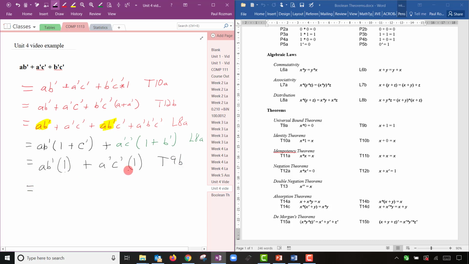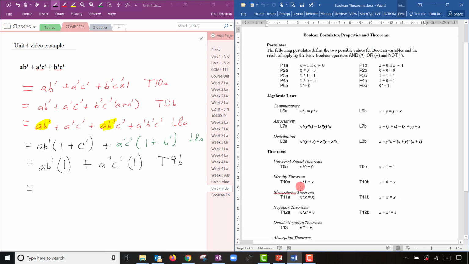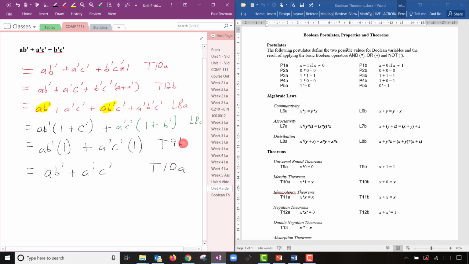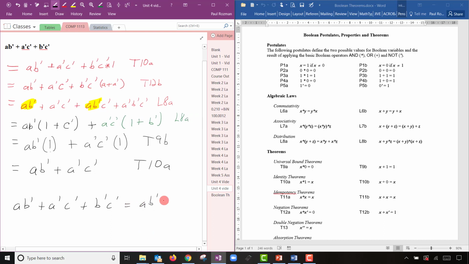And now, how do I get rid of these ones? It's an and problem. So I'm looking in the and column. I find x and 1 equals x. So those ones are just gone, by theorem 10a. AB naught plus A naught C naught plus B naught C naught equals AB naught or A naught C naught.